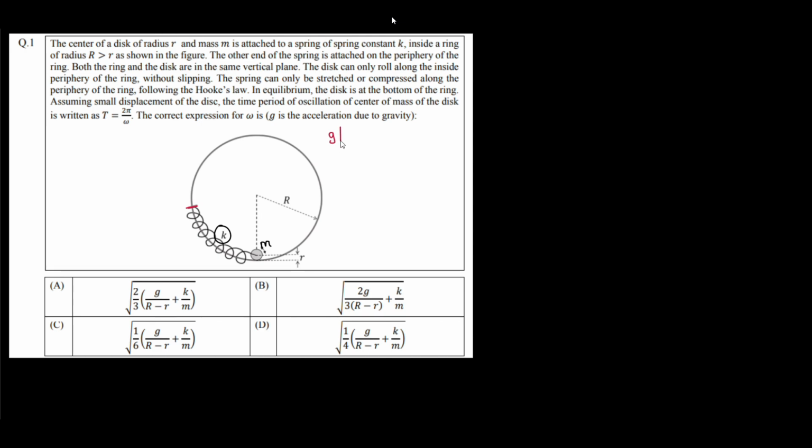That means we have gravity acting downwards. The disk can only roll along the inside of the periphery of the ring without slipping. This is important. The spring can only be stretched or compressed along the periphery of the ring following Hooke's law. In equilibrium, the disk is at the bottom of the ring, assuming small displacement of the disk. This is important. The time period of oscillation of center of mass of disk is written as T equals 2 pi by omega. We must find the value of omega.